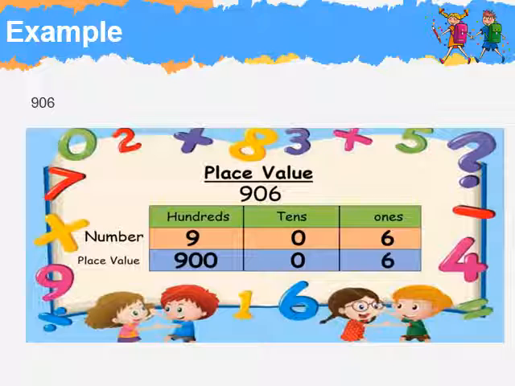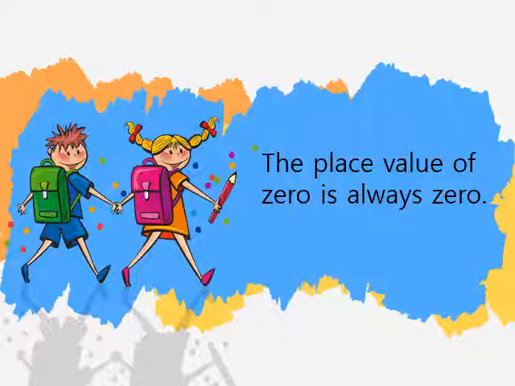Now children, 0 is at tens place. And children, the place value of 0 is always 0. So here you will write 0. Now children, you will see that 6 is at ones place. So it means there are 6 ones. So the place value of 6 is 6. Children, remember this thing. The place value of 0 is always 0.